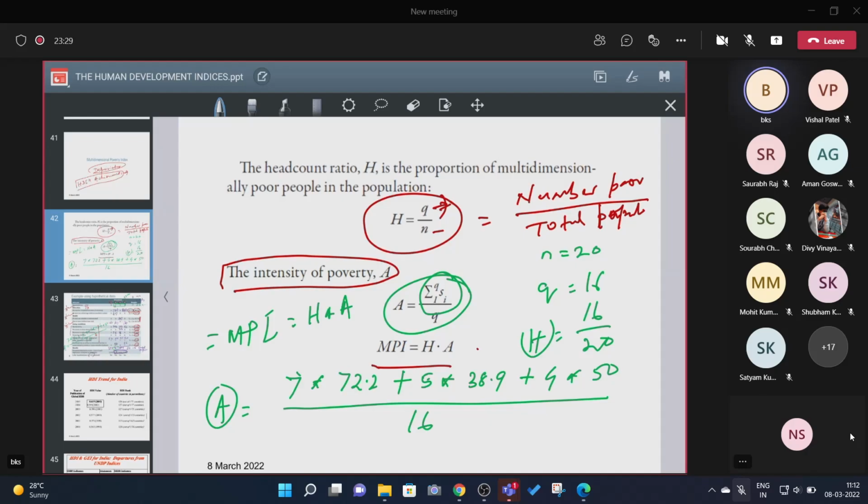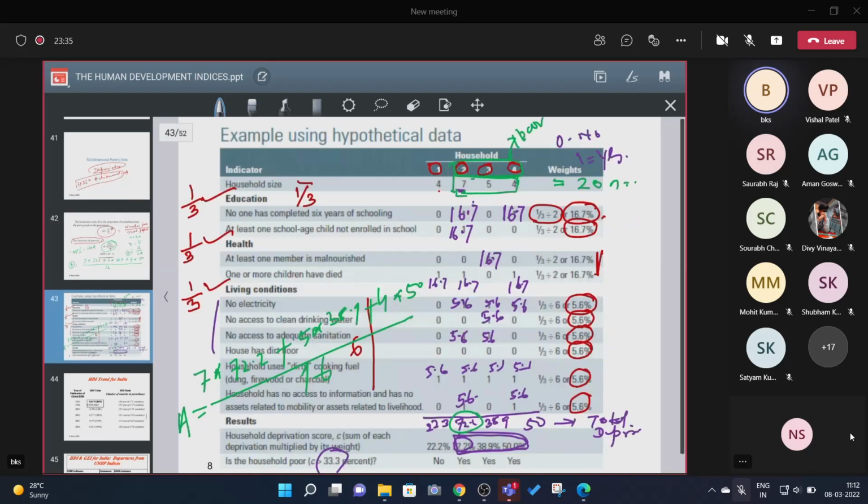That gives you the multi-dimensional poverty index. This multi-dimensional poverty index, as you can observe from this example, captures the deprivations. These are the negative indicators, whether the household is experiencing such conditions or not. So these are deprivations, whereas in case of your HDI, those are achievements, positive indicators. So this is how we calculate MPI.